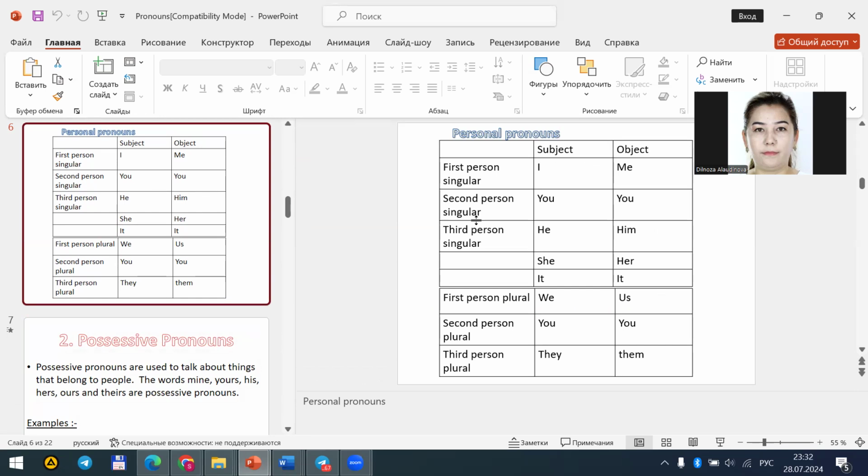First person, singular. Second person, singular. For example, I, me, you, and you. Third person, singular. He, him. She, her. It. First person, plural. We, us. Second person, plural. You. Third person, plural. They, them.